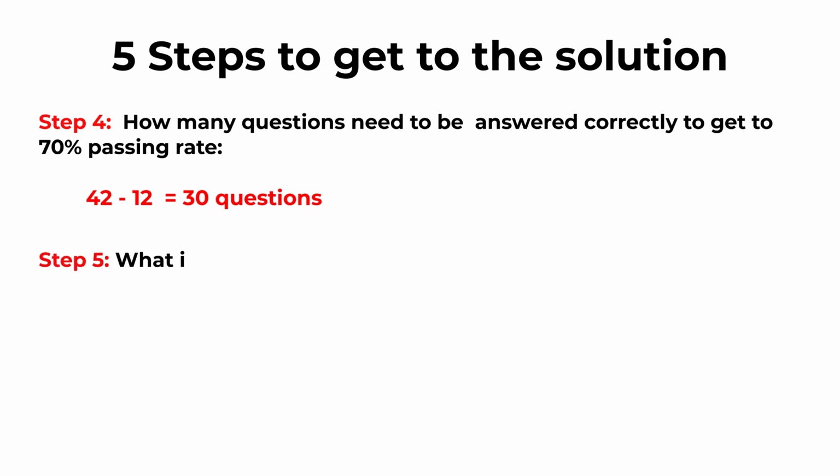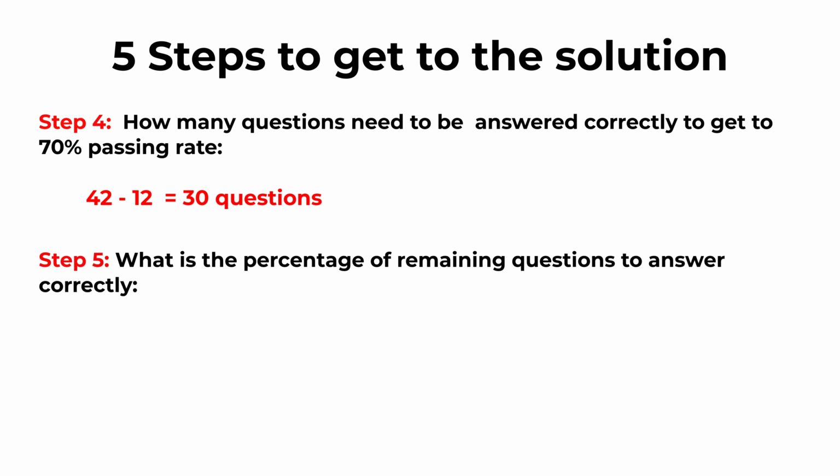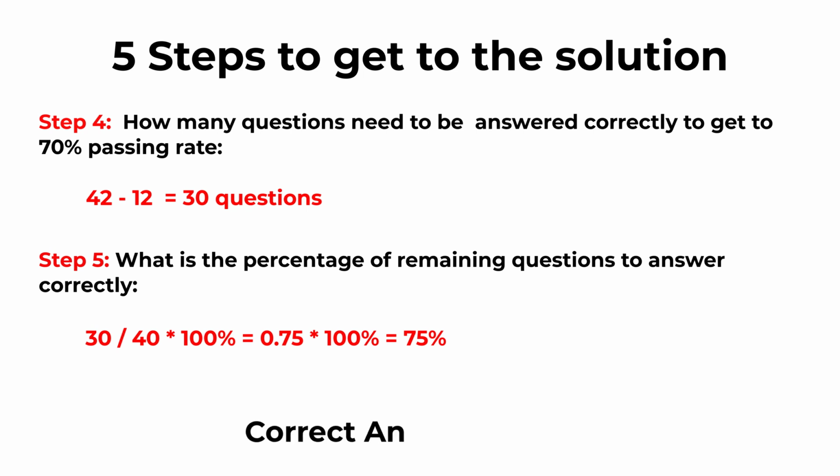So the last calculation we need to do is to calculate what is the percentage of remaining questions we need to answer correctly. To do this, we need to divide 30 by 40 and multiply it by 100%, which is an equivalent of 0.75 multiplied by 100%. And the correct answer is choice D, 75%.